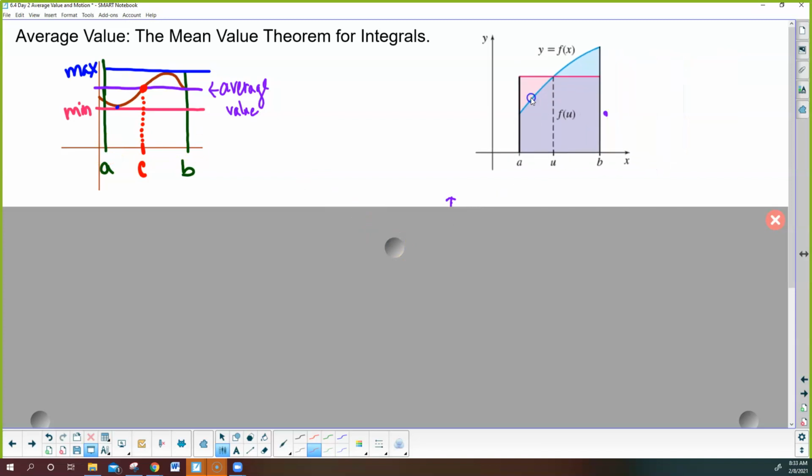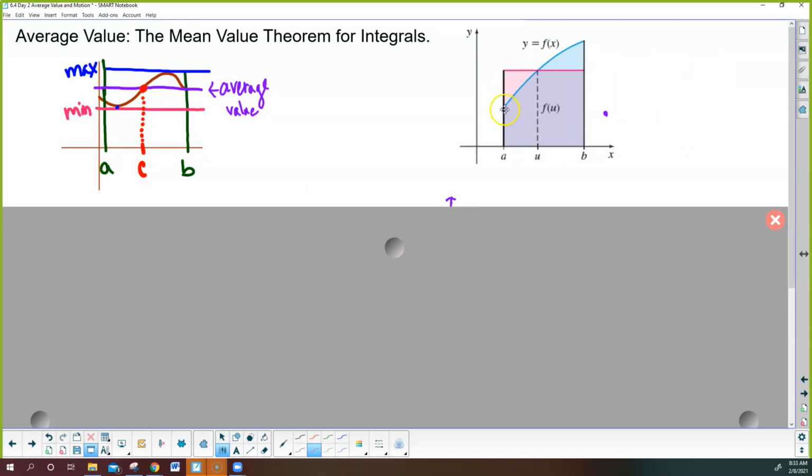Okay, this is just another view. You can see that if I drew the lower spot and the upper spot, there'd be an underestimate and an overestimate, and then halfway between, roughly, would be our mean value or the average value.